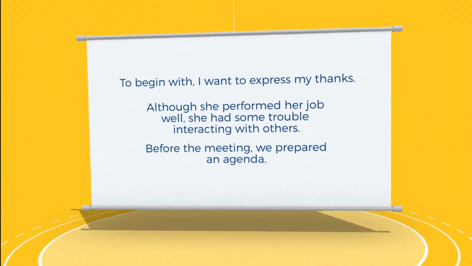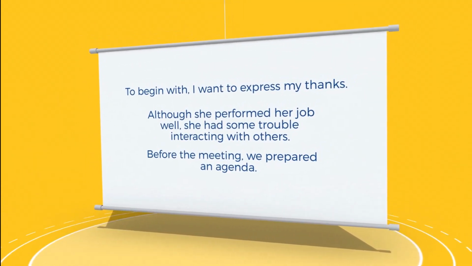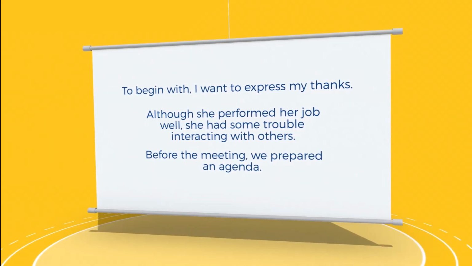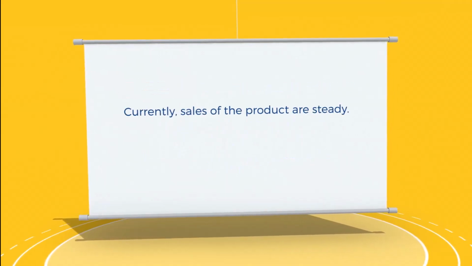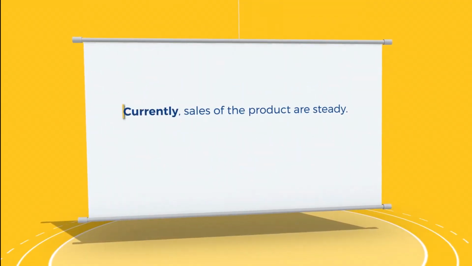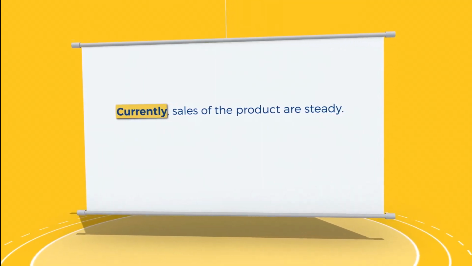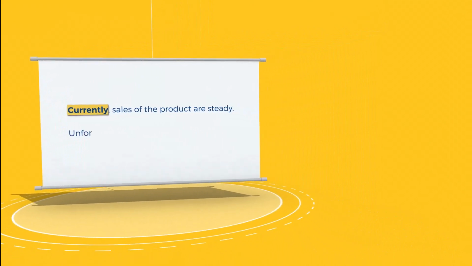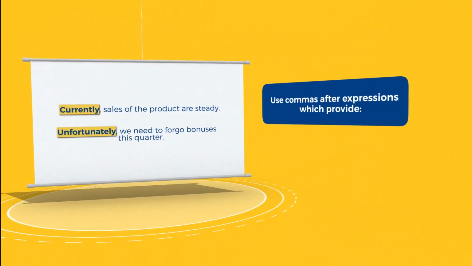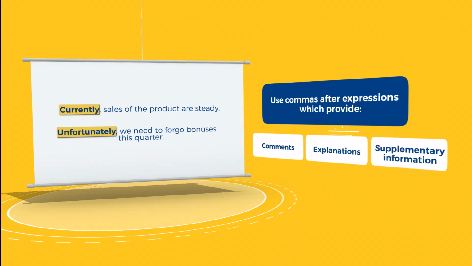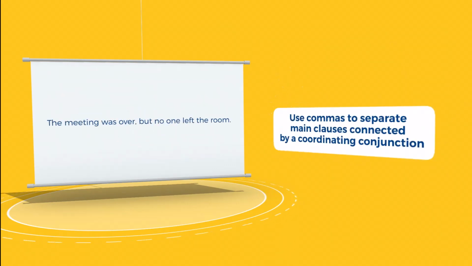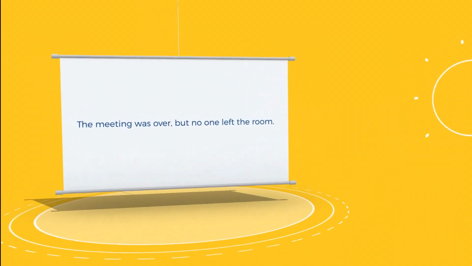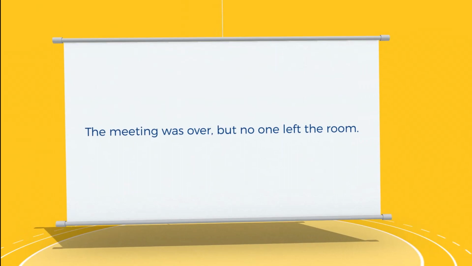Most introductory clauses are separated from main clauses by commas. So in the sentence, "To begin with, I want to express my thanks," a comma follows the phrase "to begin with." Then there are transitional expressions, such as currently. These are used at the start of a sentence and are also followed by commas. And expressions such as unfortunately and in other words, which provide comments, explanations, or other supplementary information, are followed by commas as well. A comma is also used to separate main clauses connected by a coordinating conjunction. So in this sentence, the two main clauses are separated by the conjunction but.